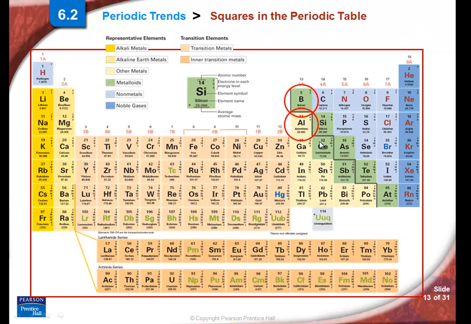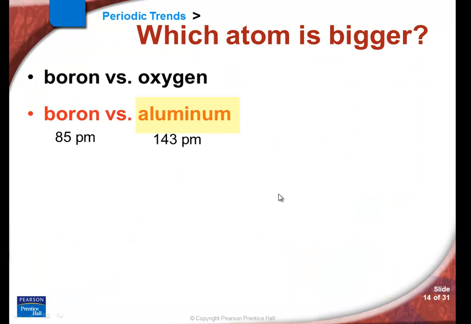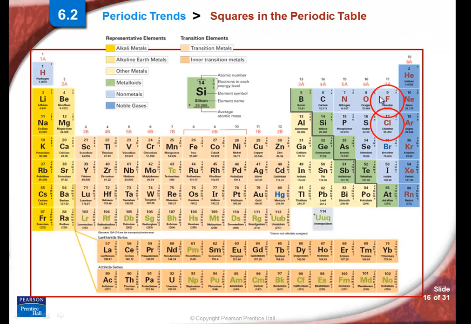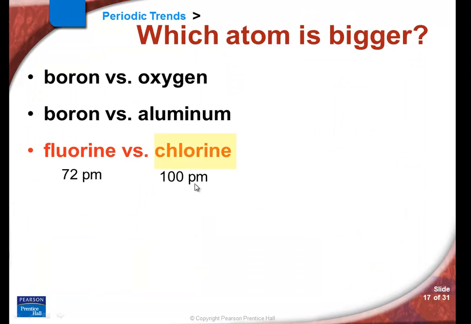All right, how about boron versus aluminum? What do you think? This is an easy one. Aluminum is directly below boron, so aluminum must be bigger, because the trend is atoms get bigger as we go top to bottom, and sure enough, it is. All right, how about fluorine versus chlorine? Again, we've got another upstairs, downstairs pair, but this is over in group 7A, same thing. Chlorine should be larger, and it is.